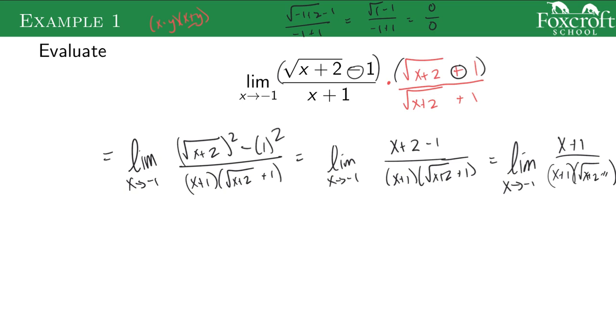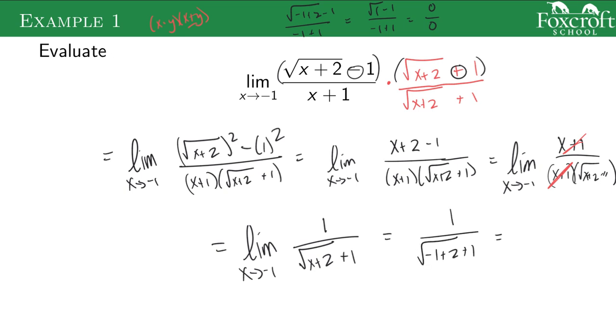And now you can see something nice happens. The top simplified really nicely to x plus 1. And we already have this x plus 1 on the bottom. So we can cancel those out. By using this multiplication trick, we can cancel those out. And we get 1 on the top, and the square root of x plus 2 plus 1 on the bottom. And we've seen before, whenever you cancel everything out in an expression, now you just try to plug in your value again. So I plug in my limit. We saw before that square root simplifies to 1, and that's 1/2. So that's my final answer, just 1/2.